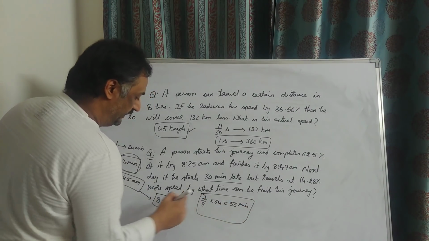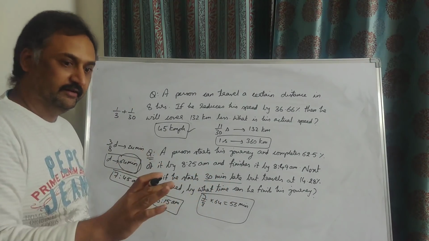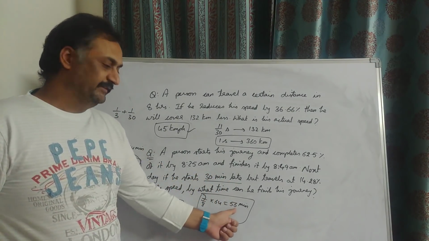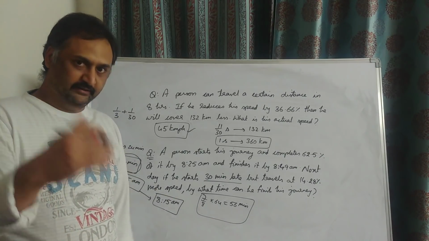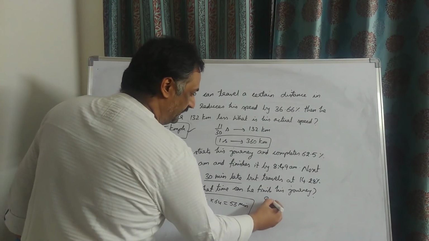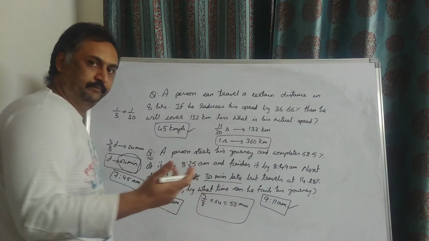So from 8:15, in the next 56 minutes, he will finish his journey. What is 8:15 plus 56 minutes? 8:15 plus 60 minutes is 9:15. 4 minutes lesser, so 9:11. So by 9:11 a.m., his journey would be over next day.